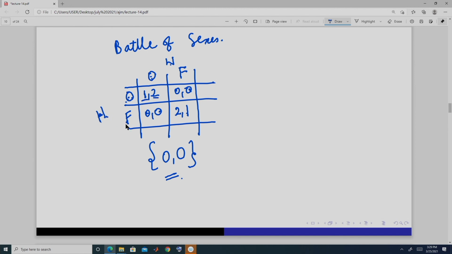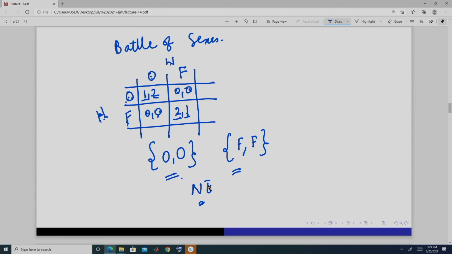Now if husband chooses F, best response for the wife is to choose fight because 1 is greater than 0. If wife chooses fight, best response for husband is to choose fight because 0 is less than 2. So again this is an outcome. So we have 2 Nash equilibria in this battle of sexes game.